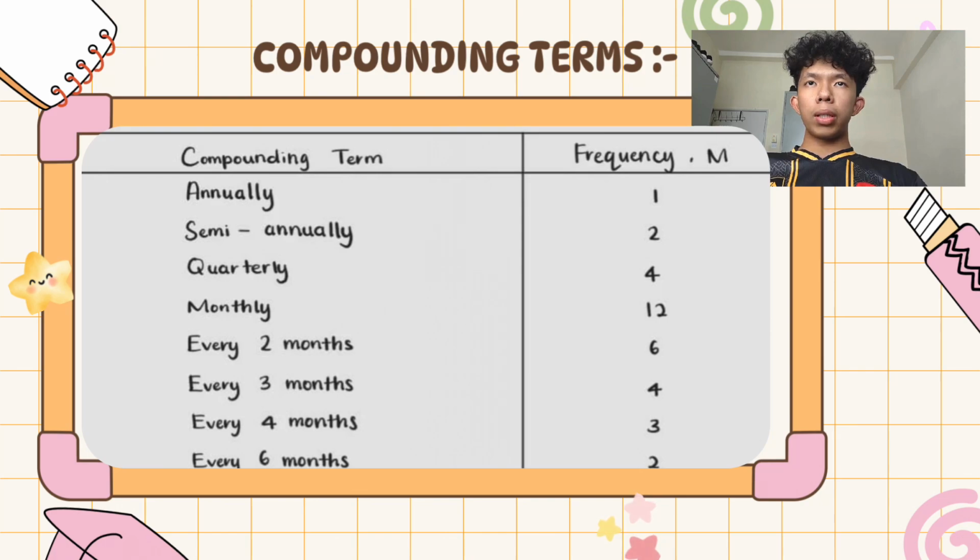There are several compounding terms that we can find in this chapter, which are annually equals 1, semi-annually equals 2, quarterly equals 4, monthly equals 12, every 2 months equals 6, every 3 months equals 4, every 4 months equals 3, and every 6 months equals 2.